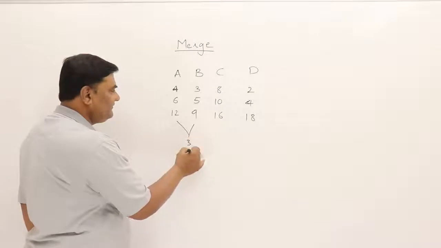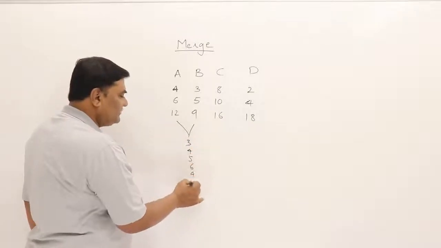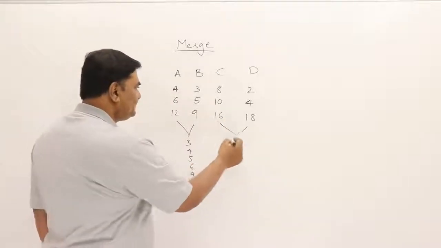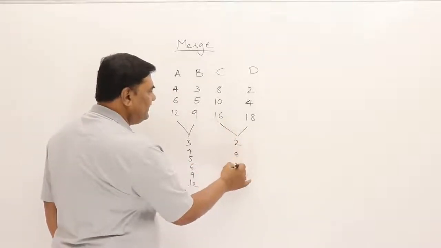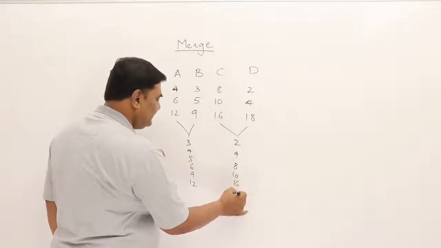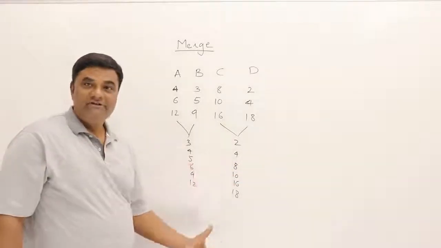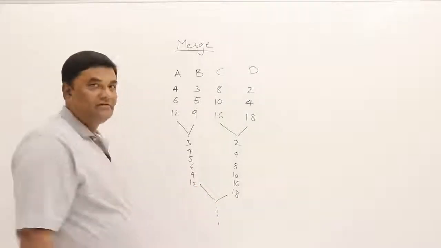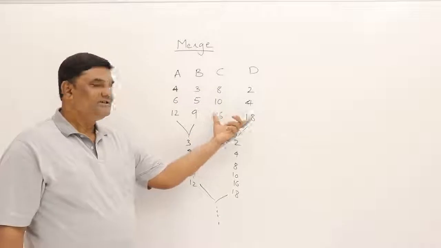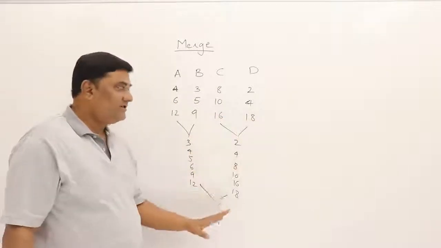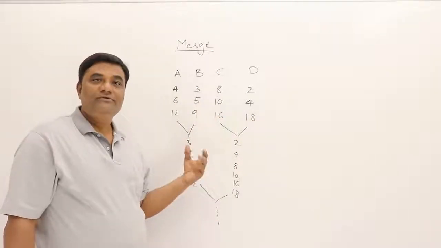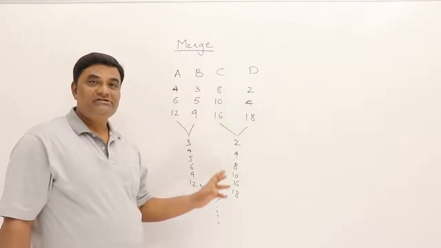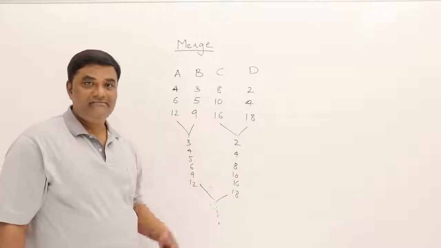So that will be 3, 4, 5, 6, 9 and 12. And I will take these two lists and get one list, that is 2, 4, 8, 10, 16 and 18. Now I have two lists and I can merge these two into a single list. So one merge, then second merge, then third merge. So four lists are there, so I have to take a pair of lists at a time and merge them. So I have to perform merge 3 times.